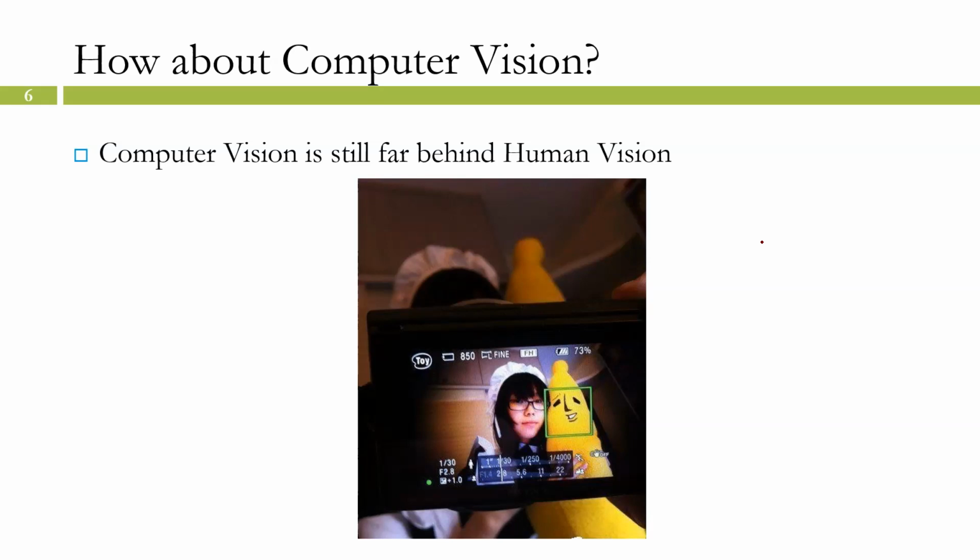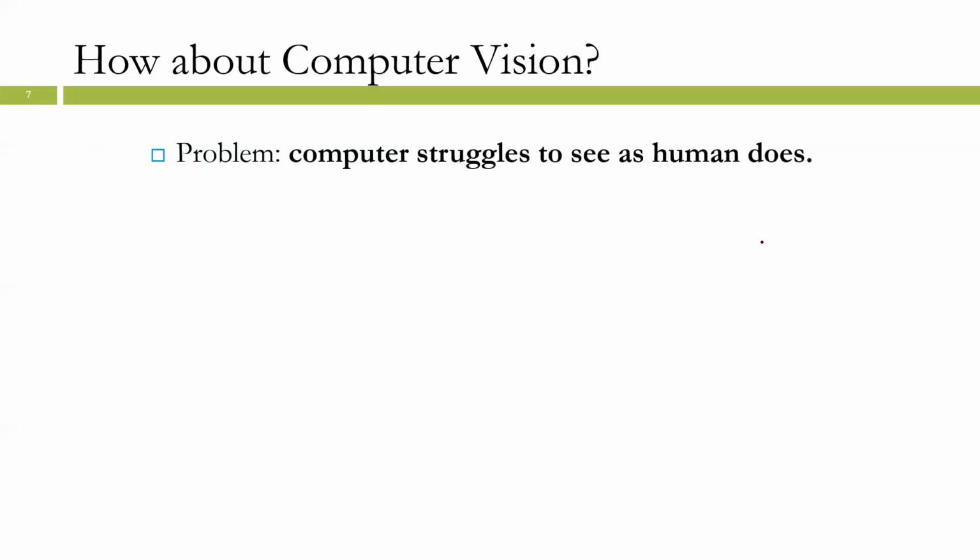The camera detects the face on the pillow, not the face of the person. Why? Maybe the hair covers the face along with the glasses, and in the meantime the pillow has some texture like eyes, a nose, a mouth. That's why computer vision, like face detection, only detects the face on the pillow. So we have a problem right here. What is it? Computers struggle to see as humans do.